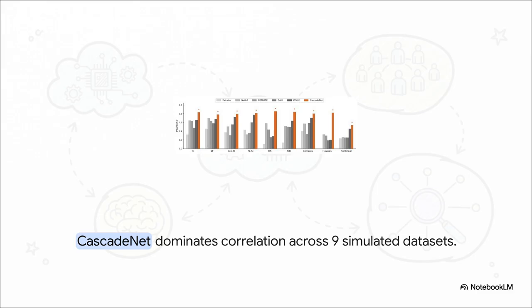We are looking at performance across 9 completely different simulated universes, everything from simple cascade models to highly complex nonlinear processes. Look at the orange bars representing CascadeNet. It is absolutely dominating the classical baseline methods, which are in gray. An older method might do okay on the one specific dataset it was built for, but then completely crash and burn on the others. CascadeNet's flexible approach consistently dominates across the board.